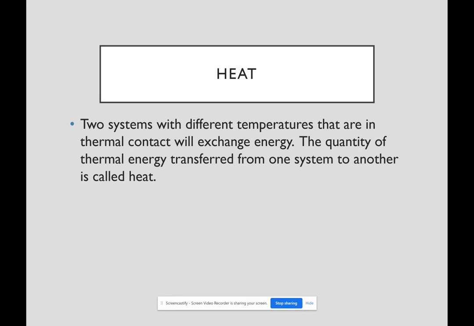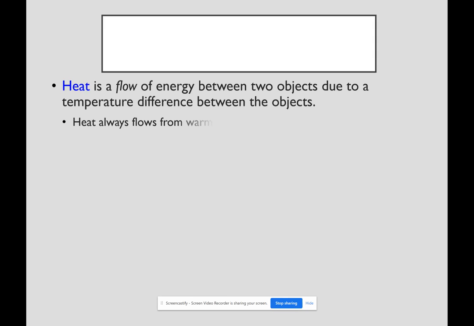The quantity of thermal energy transferred from one system to another is called heat. So if you come in and you sit on a cold chair, you are going to transfer energy to that chair. And that energy that you transfer to that chair is called heat. So heat is a flow of energy between two objects due to a temperature difference. Heat always flows from warm to cold until they are the same temperature. The symbol for heat is a lowercase q.